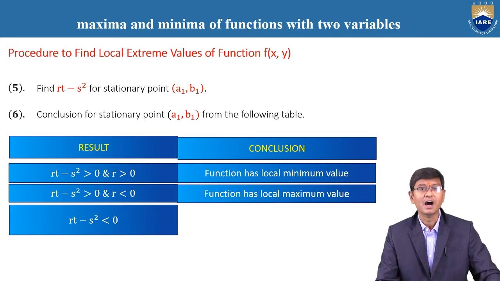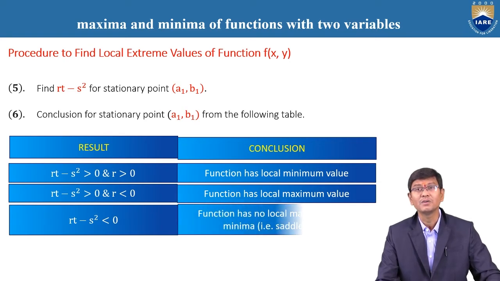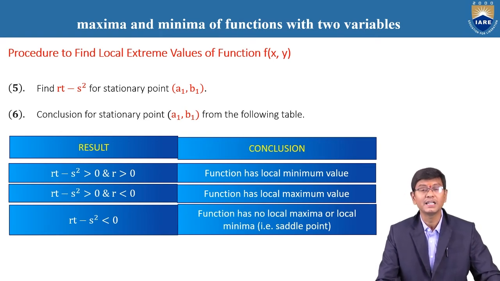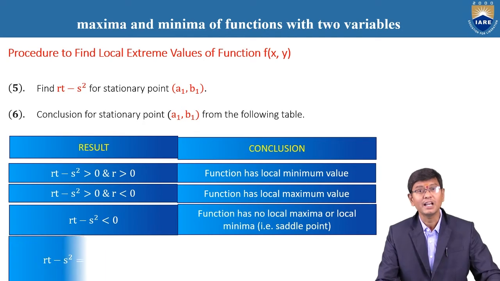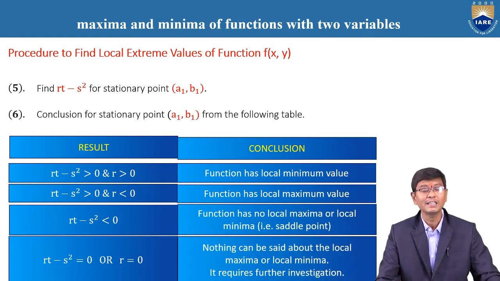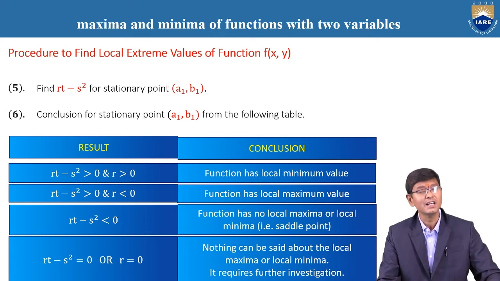And if rt minus s² is less than 0, the function has no local maximum or local minimum. That is called a saddle point. And if rt minus s² is equal to 0 and r is equal to 0, nothing can be said about the local maximum or local minimum. Further investigation is required.